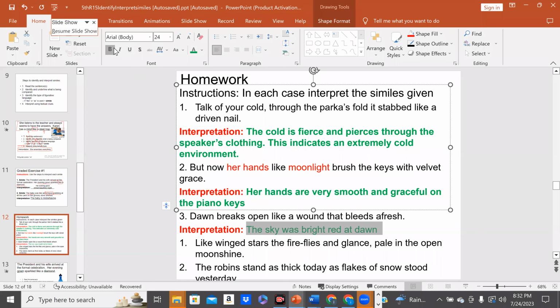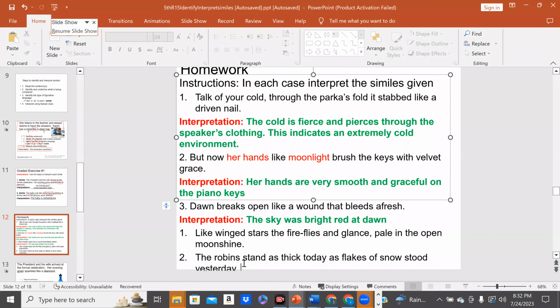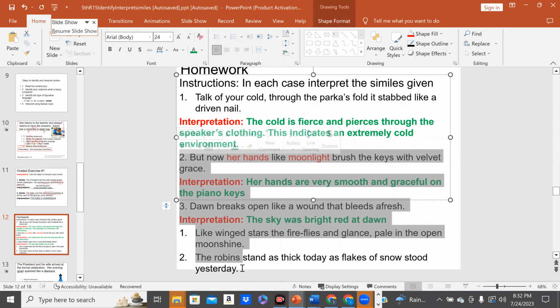Lanaya, what number you on? I'm on number 6 for the third one. Okay, and Bailey, what number you on?